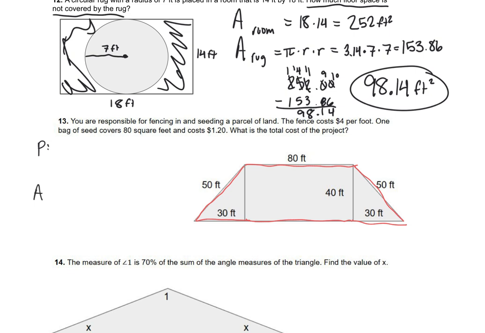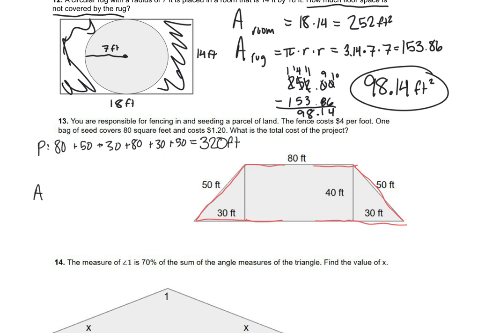So my lengths are 80, 50, 30. These two are the exact same. So I know that this is 80 down here, 30, and 50. When I add all those up, I'm going to get a total of 320 feet.